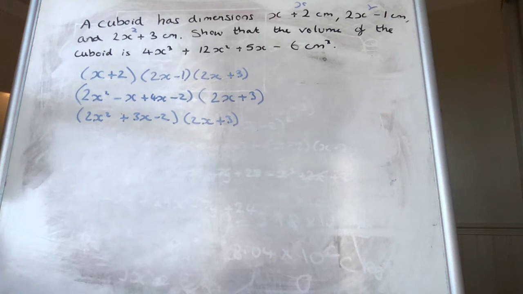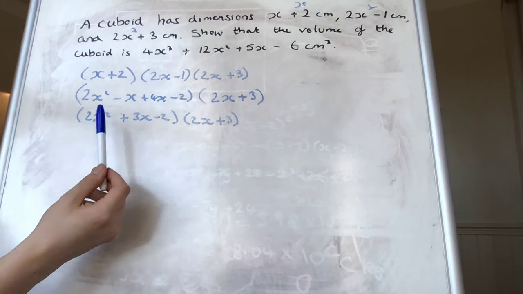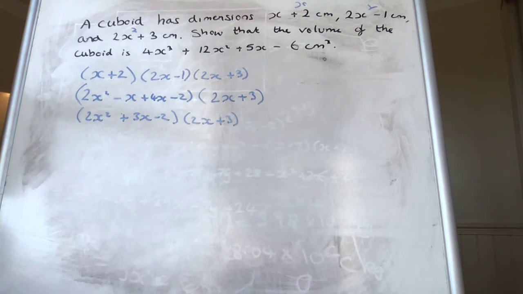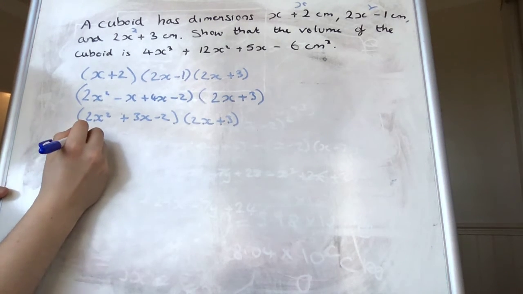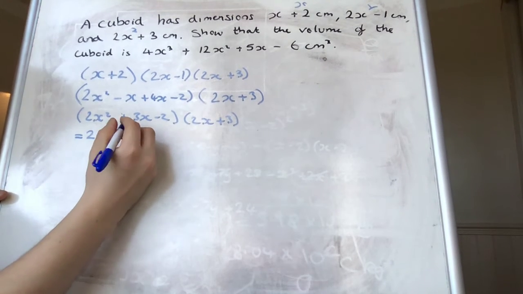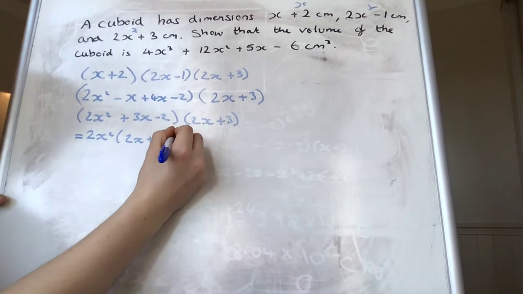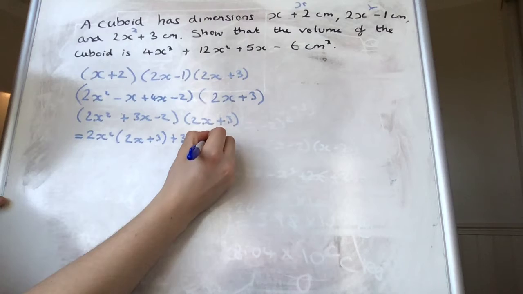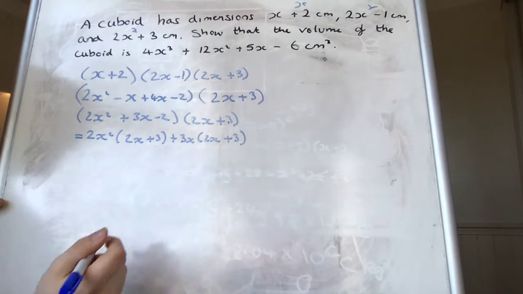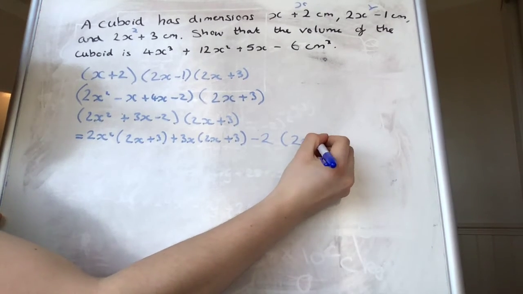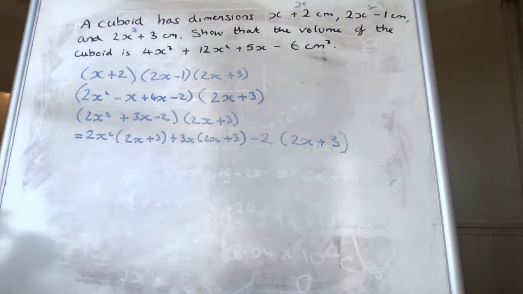And then all we want to do now is multiply each of these terms in our first bracket by each term in the second bracket. So this will give us the following equation. We'll have that is equal to 2x squared times 2x plus 3, plus 3x times 2x plus 3, and then minus 2 times 2x plus 3. Okay, and then as we did in the previous question, we just got to expand it out.